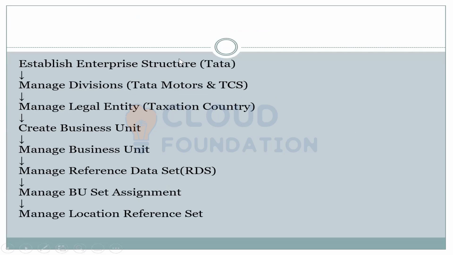This is an example I'm giving. First, we talk about established enterprise structure. We have Tata. Then we have manage division, we have Tata Motors and TCS. Manage legal entity, we have taxation country. Then we create a business unit, manage business unit, manage reference data sets. We manage view assignment. Then we have manage location reference data set. So this is the way we define different organization setup: divisions, legal entity, business unit, reference data set, view set, location reference set. So this is the way we do it.